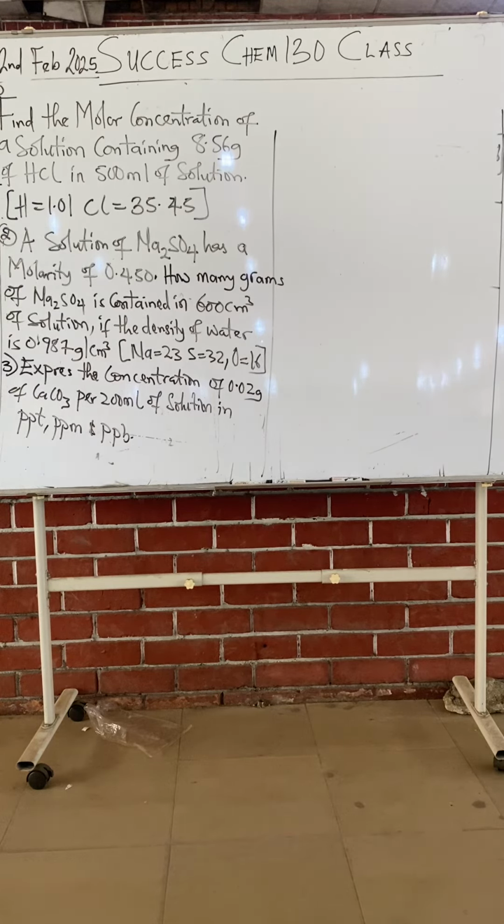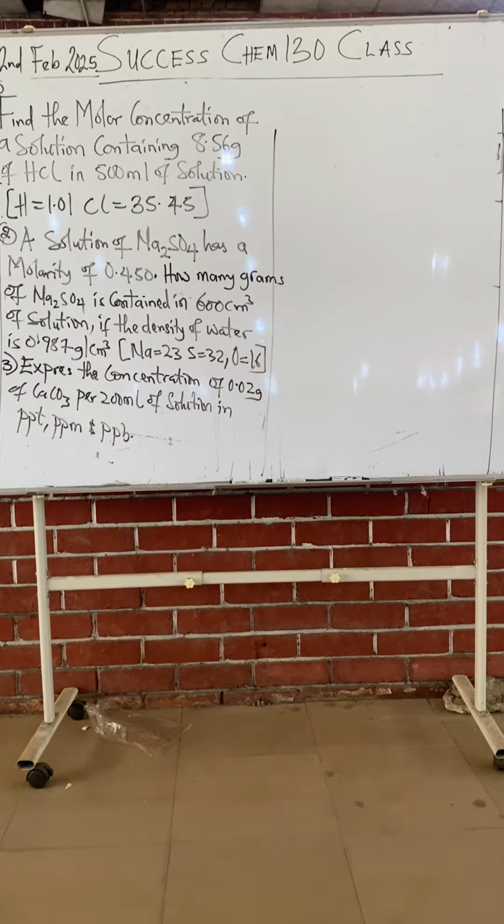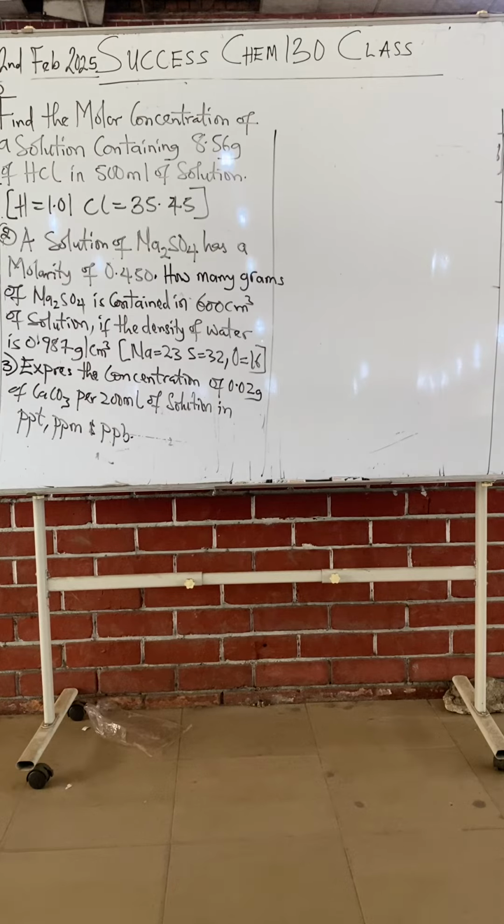Express the concentration of 0.02 gram of CaCO3 per 200 ml of solution in PPT, PPM, and PPB. Class, these three questions, if you started this class with us this morning, you should be able to solve them.